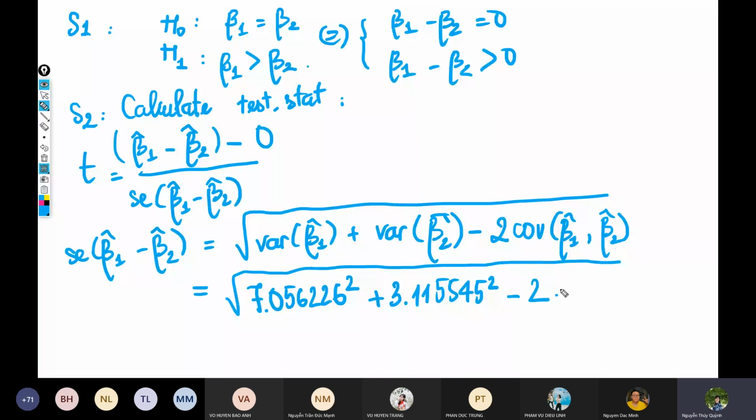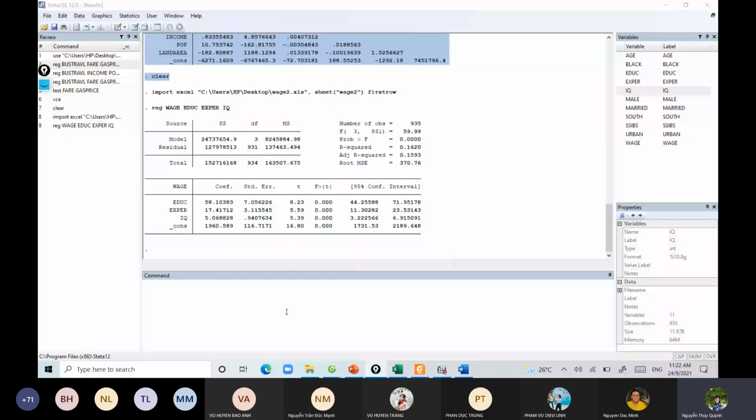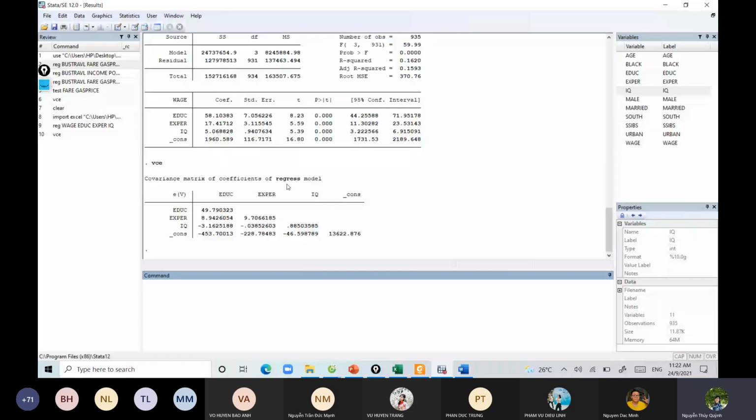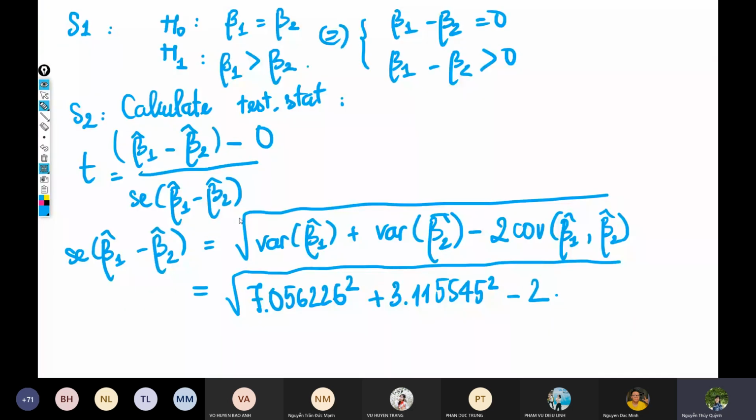In order to find the covariance, we have to use the command VCE. We have the covariance matrix of the coefficients of the regression model. The covariance between beta ASU hat and beta experience hat is here. We have 8.9426054, maybe we call it 8.943.